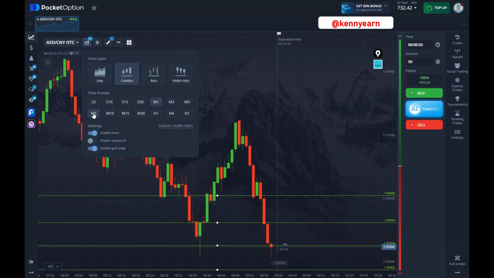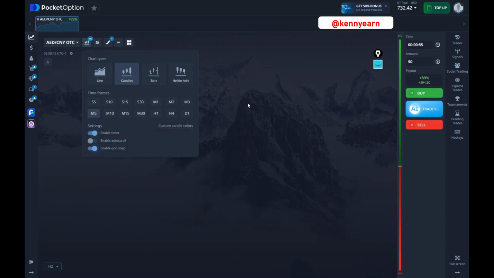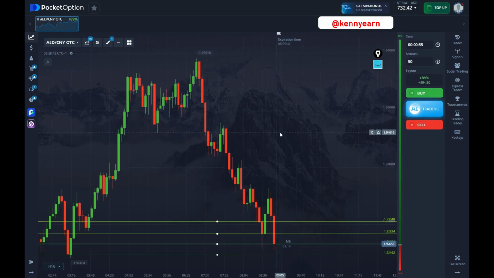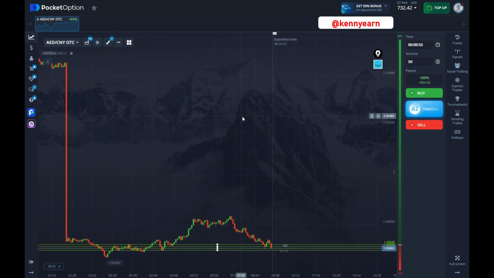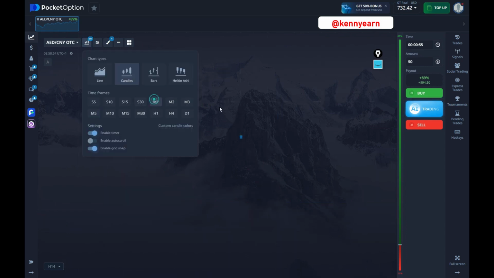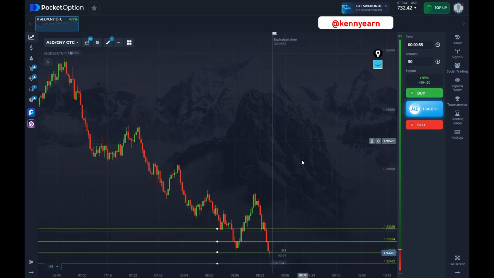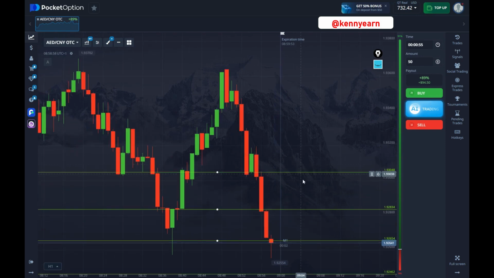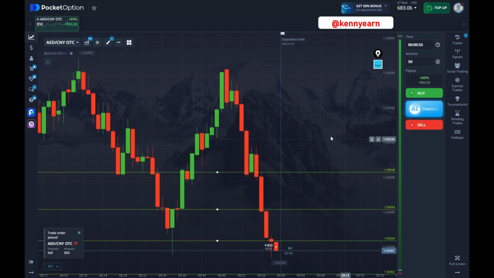You can see it's rejecting. It's not really giving us a strong body candle. But I would still like to see the close, and that will give me the hint for the next candle. All right, we have a second more. Let me see the close. Okay, close below the level. I'm going to sell. Good.